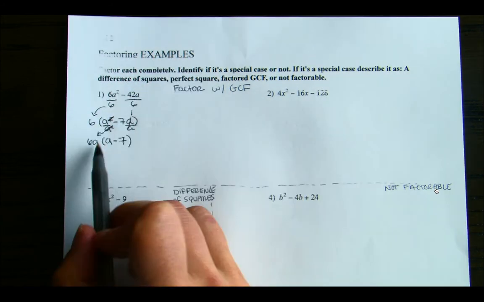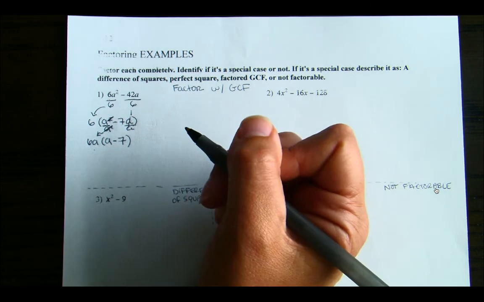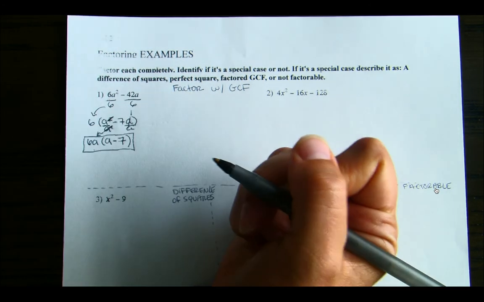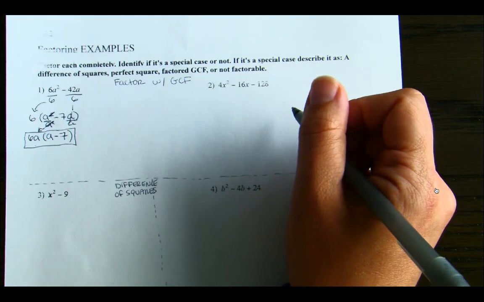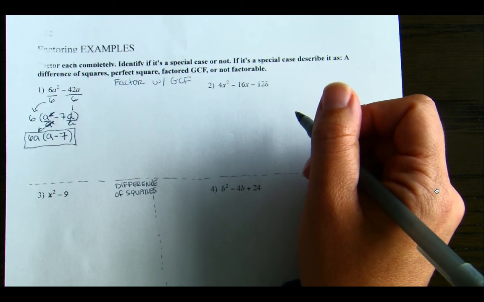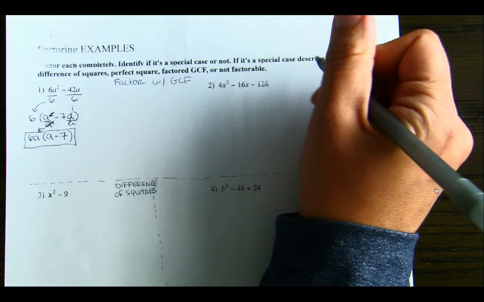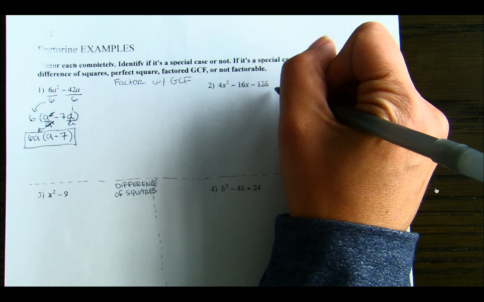So in the end, I don't factor anymore because it's already done. I pulled out the greatest common factor. Another example is when I have a greatest common factor and then I can factor further. So if I look at these three, I can notice that my greatest common factor is going to be 4.